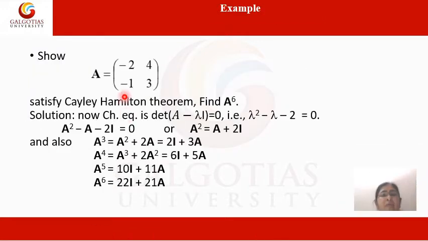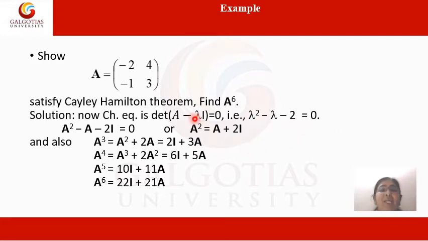Show that the matrix of order 2 having entries -2, 4, -1, 3 satisfies Cayley-Hamilton theorem, and then find A^6. Now the characteristic equation corresponding to this will be determinant of A minus lambda I equal to 0, which has been discussed earlier. On solving this equation, I will get lambda^2 - lambda - 2 = 0.